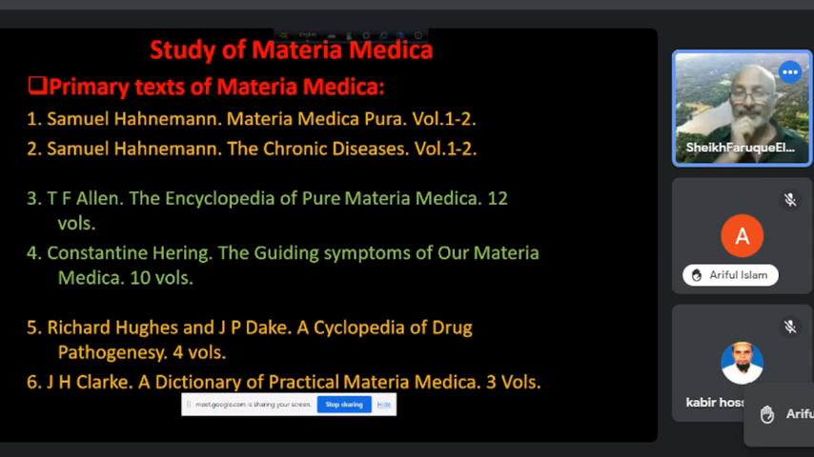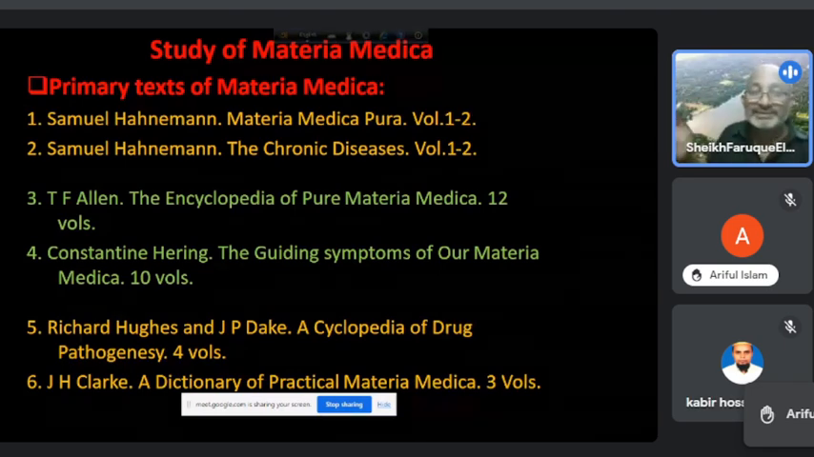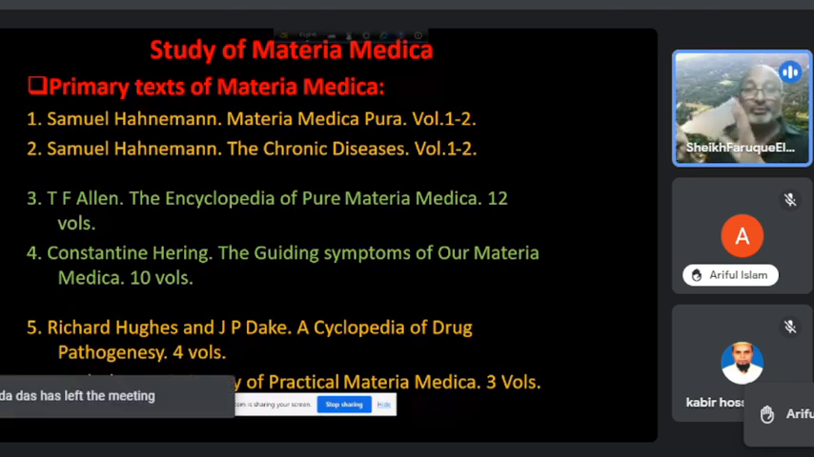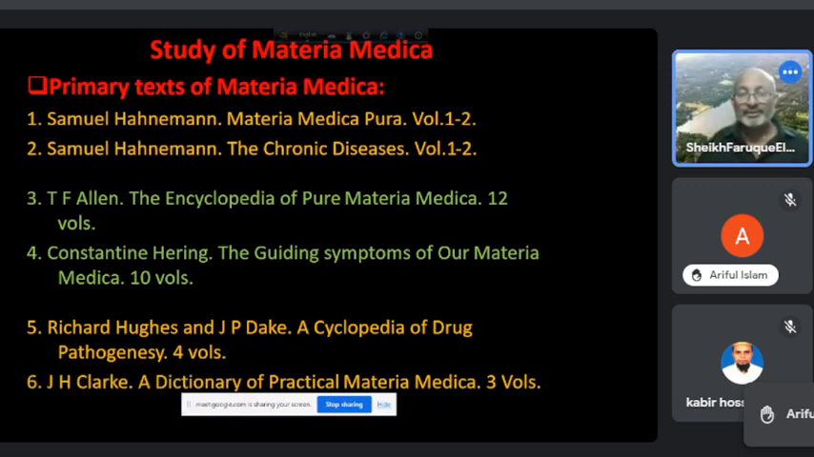Why first book? Because if you study Constantine Herring's guiding symptoms and see the symptoms of pulsatilla, then you know these are the most important symptoms of homeopathic materia medica. Now, if you study any other materia medica afterwards, and you find a symptom not present in Herring's guiding symptom, you can watch this symptom with confusion, with doubt. So he said, if you study Constantine Herring, you find the most definitive symptoms of Hahnemann's materia medica.